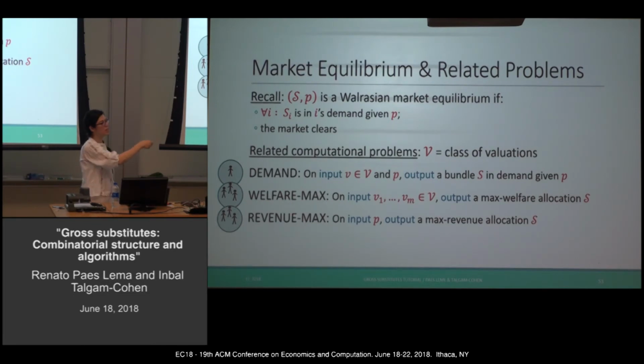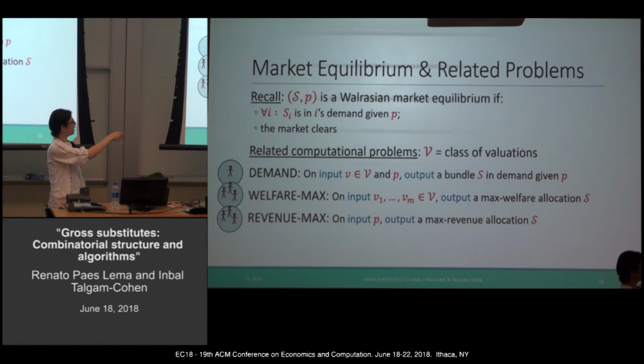So let's fix V to be some class of valuations. And the first problem is just for a single buyer. This is a demand problem: it gets some input valuation from this class V, gets the price vector, and needs to output a bundle in the demand. Another computational problem is welfare maximization. This is for a market, for a set of gross substitute valuations, or a set of valuations in general. You get as an input a set of valuations, and your output needs to be a welfare maximizing allocation. Let me skip actually revenue maximization, but you can imagine this is also a computational problem.